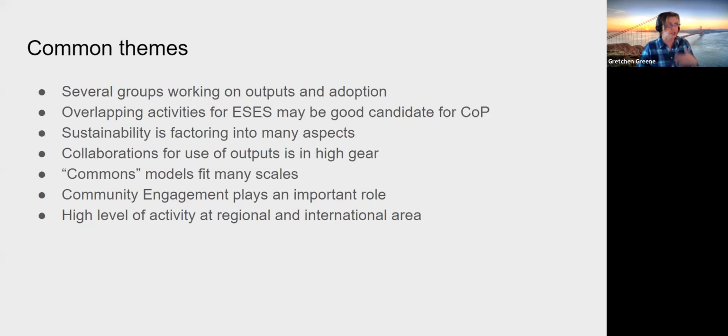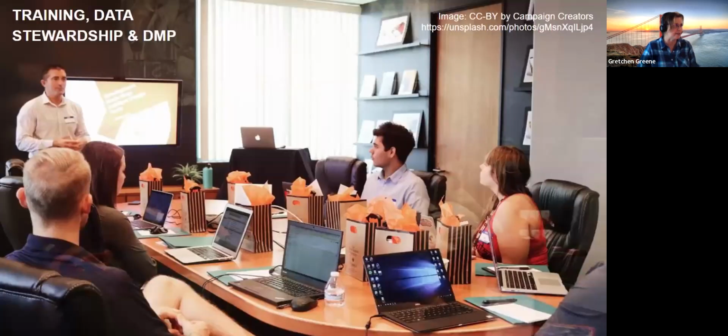Sustainability, whether it's SDG or things like infrastructure, is a big thing. Commons models are still very popular. Community engagement and regional and international activities, especially with organizations like RDA. It's really great to see that in data infrastructures we are getting and facilitating this collaboration across these larger scales, and it's effective. And the last thing, not to shortchange it, but I'm talking a little bit longer than my time here, is the training, data stewardship, and data management plans.